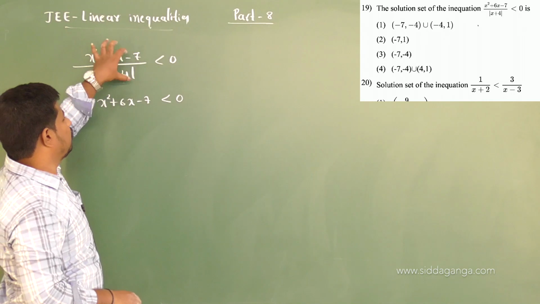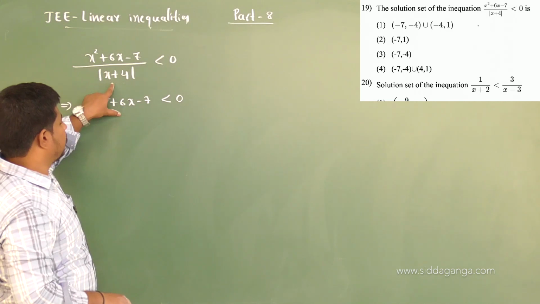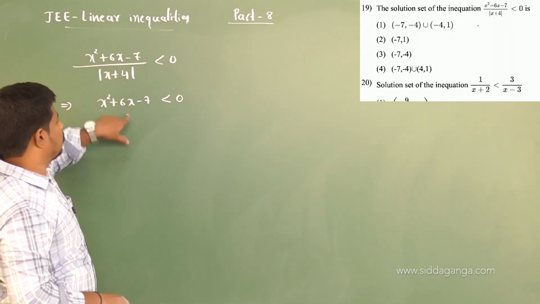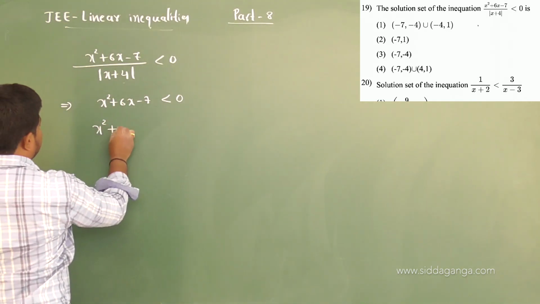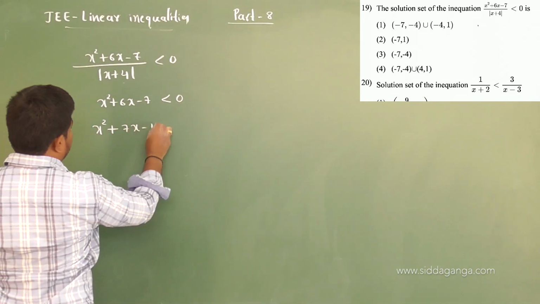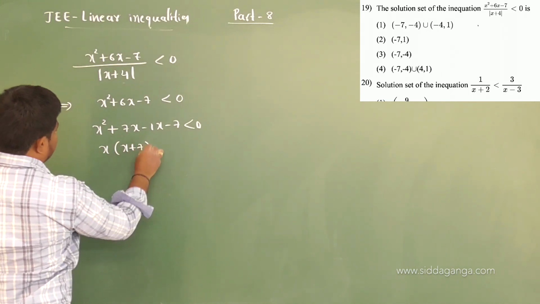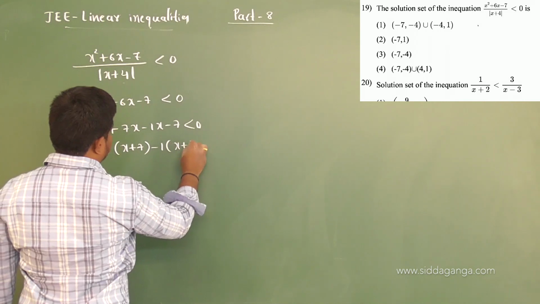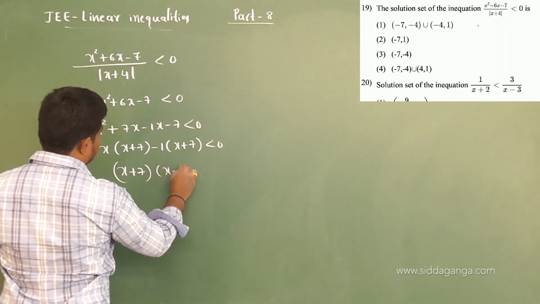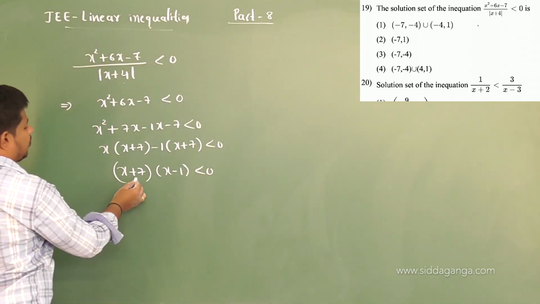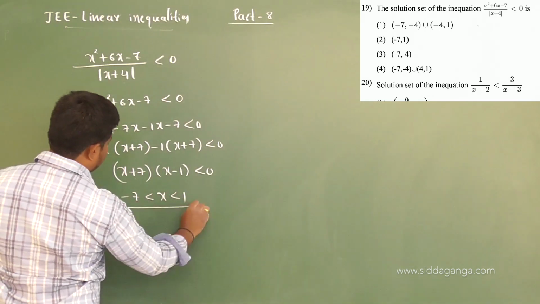The whole thing is negative only when one of them is negative and one is positive. So, here denominator is positive because we have modulus symbol, so numerator should be negative. Again, this can be written as x square plus 7x minus 1x minus 7 less than 0, x into x plus 7 minus 1 into x plus 7 less than 0. So, you get x plus 7 into x minus 1 less than 0. Here a is minus 7, b is 1. So, x lies between minus 7 to 1. So, this is the solution set.